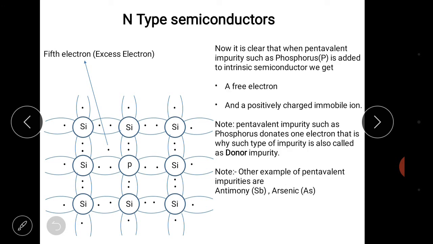Now it is clear that when pentavalent impurity such as phosphorus is added to intrinsic semiconductor, we get a free electron and a positively charged immobile ion. An important point to note here is that pentavalent impurity such as phosphorus donates 1 electron. That is why such type of impurity is also called donor impurity. Other examples of pentavalent impurities are antimony and arsenic.